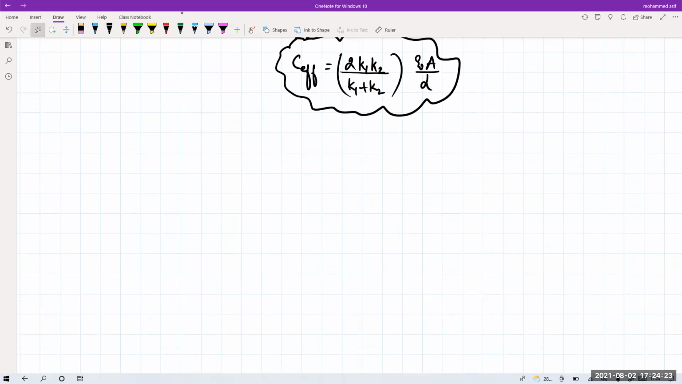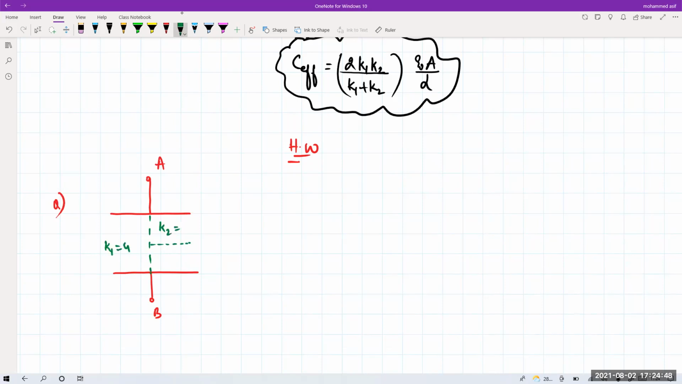I'm giving you some questions as homework. Please try to do them. So first question. This is the capacitor. This is K1 equals 4. This one is K2 equals 3. And this one is K3 equals 6. This distance is D by 2. This distance is also D by 2. This area is A by 2 and this one is also A by 2.